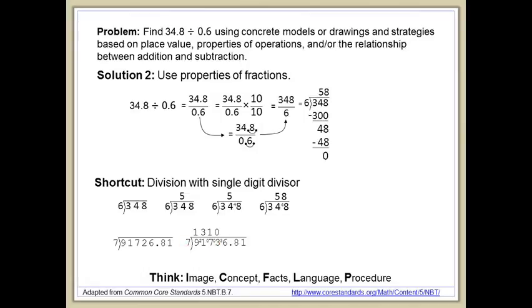7 into 3 is 0 with a remainder of 3. 7 into 36 is 5. That's 35, so the remainder is 1. 7 into 18 is 2 with a remainder of 4. So we're here at 41. And 7 into 41 is, let's see, 5 again. And our remainder is 6, because 7 times 5 is 35, from 41 is 6.